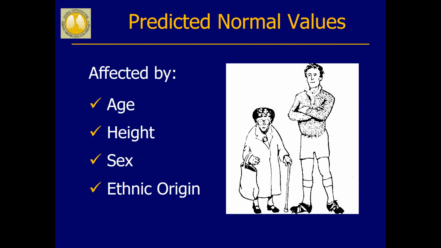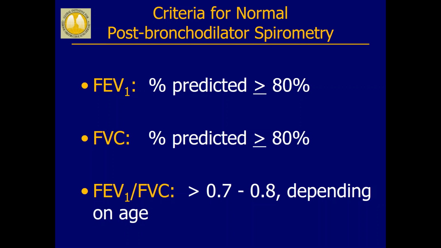And so it's very important in the initial documentation phase to get the right height, the right age, and make sure you got the closest ethnicity you can. Otherwise there may be a huge difference in what the normal range is for that person. So the criteria for a normal post-bronchodilator spirometry is an FEV1 percent predicted of greater than 80.